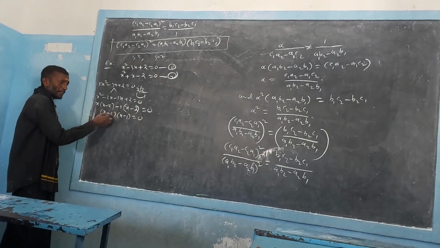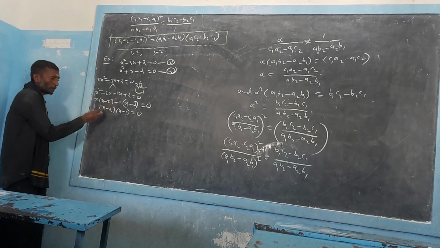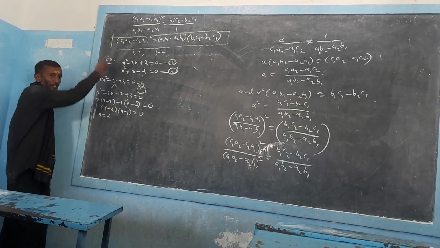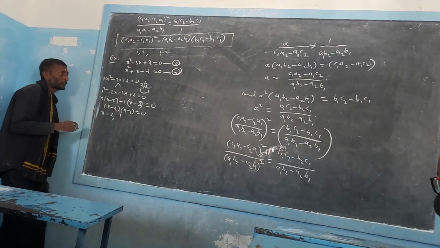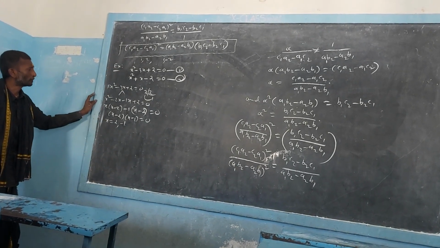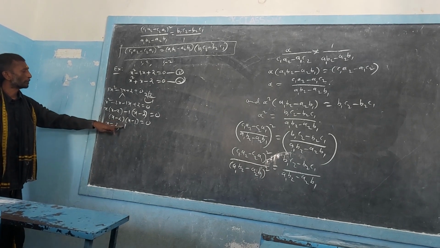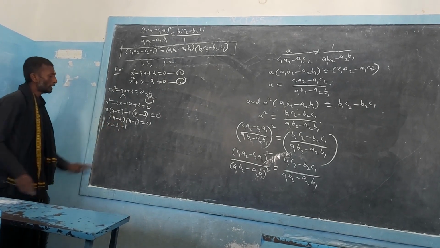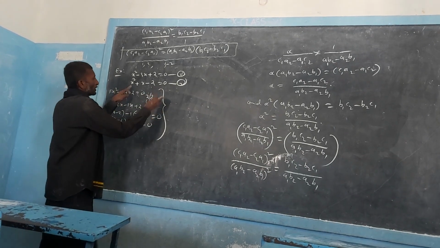Then x − 2 = 0 and x − 1 = 0. If x − 2 = 0, then we get x = +2. If x − 1 = 0, then we get x = 1. So these are the zeros, isn't it? x = +2 or +1. Right? Now go to the second equation.